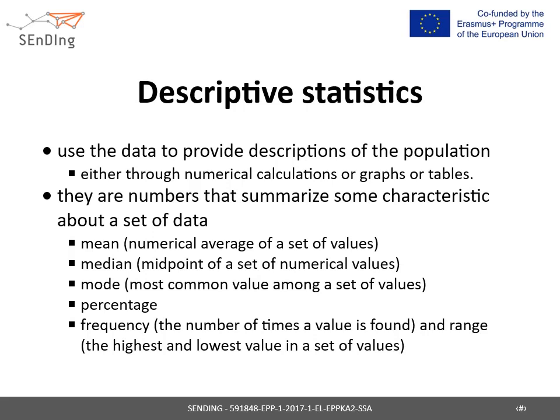They are easy to understand and help researchers get a rough idea about collected data, so later they can do more formal and targeted analyses. Commonly used descriptive statistics include the mean, the numerical average of a set of values; the median, the midpoint of a set of numerical values; the mode, the most common value among a set of values; the percentage; the frequency, the number of times a value is found; and the range, the highest and lowest value in a set of values.